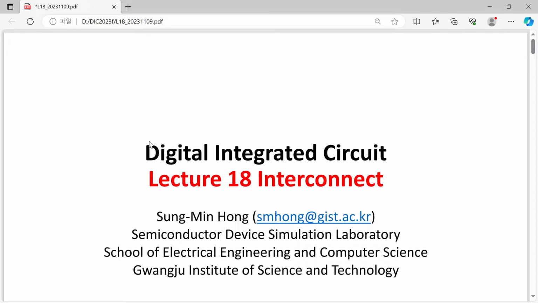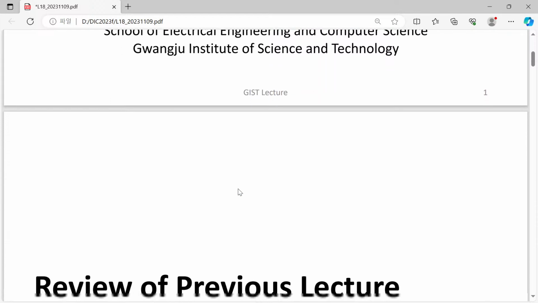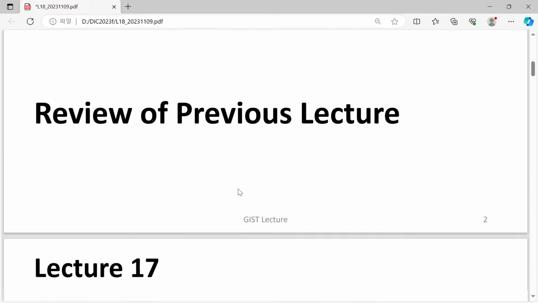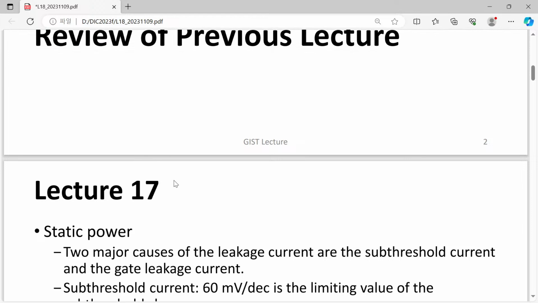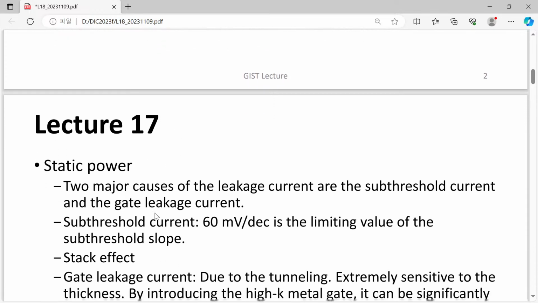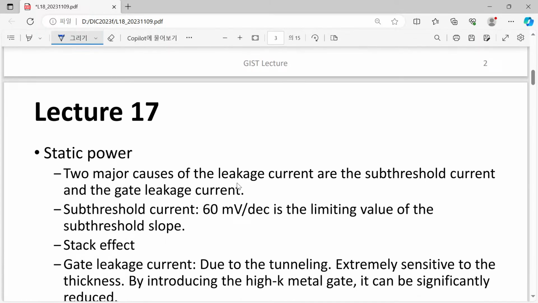Okay, this is lecture 18 for the interconnect. Now let's go to our previous lecture, lecture 17. Lecture 17 was devoted to the static power consumption, and we have learned that two major causes of the leakage current were the subthreshold current and the gate leakage current.